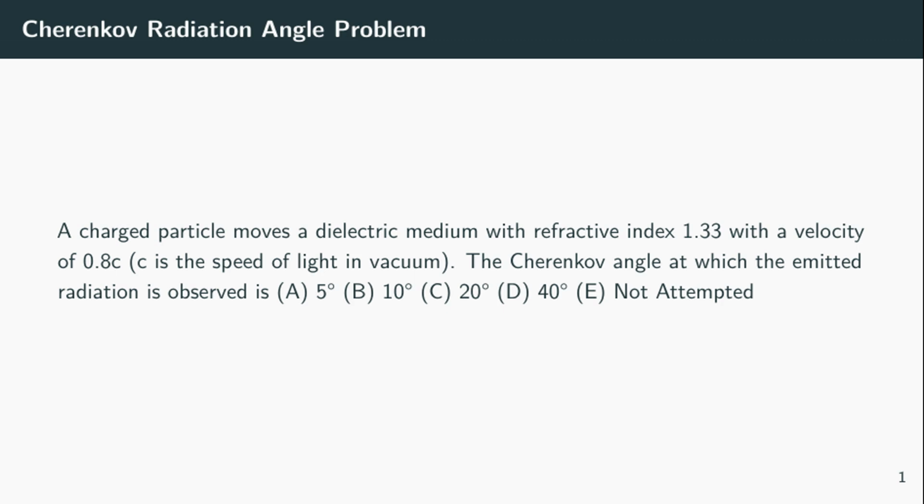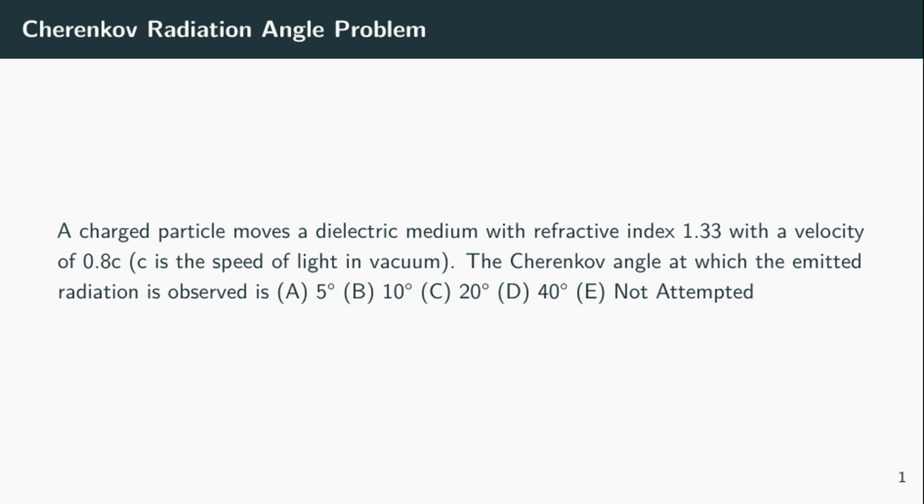Okay, let's walk through this problem together step by step. So we have a charged particle moving through a material called a dielectric medium. This medium has a refractive index of 1.33 and the particle is moving quite fast at a velocity of 0.8 times the speed of light in vacuum. We want to find the angle, the Cherenkov angle, at which the radiation emitted by this particle is observed. We have a few options here: 5 degrees, 10 degrees, 20 degrees or 40 degrees.